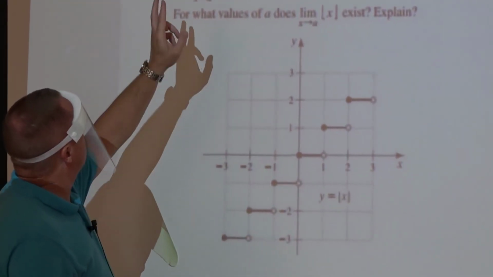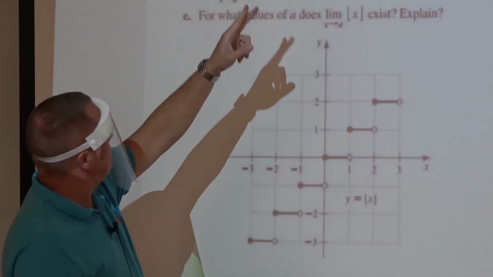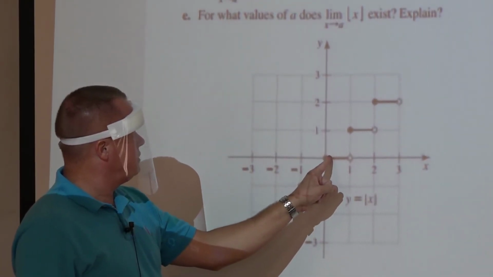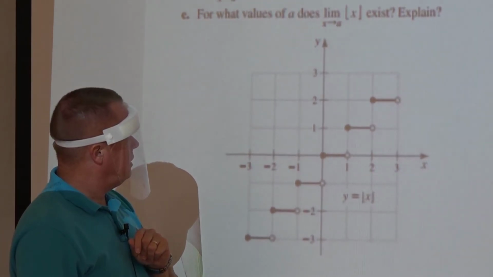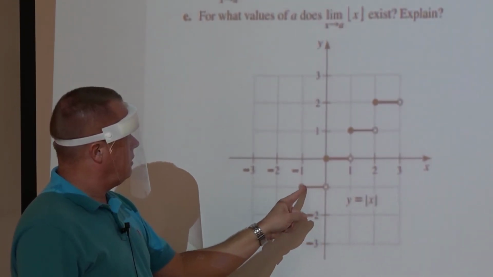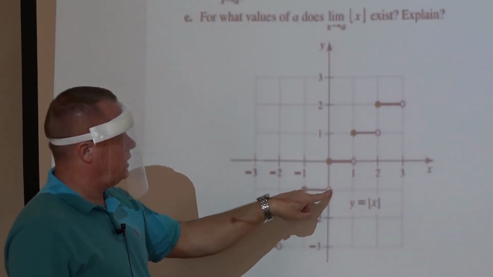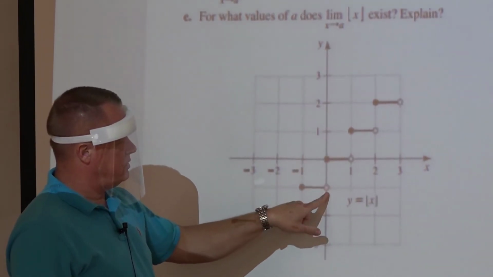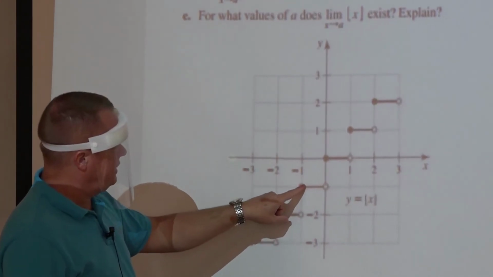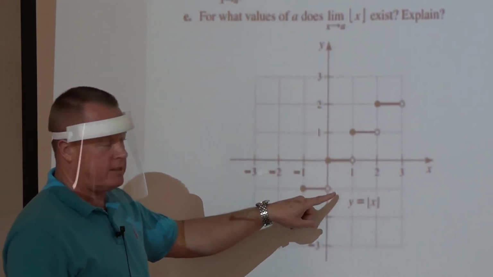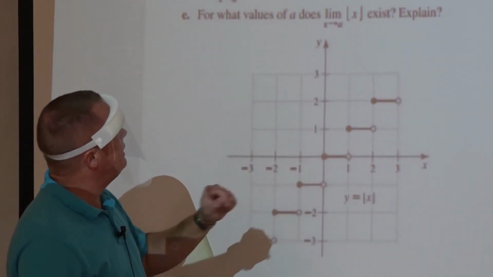And then the limit as x approaches -1 from the right. So as I go this way, what is it approaching? What's the y value here? That's 0. What's that one? -1. So as you go this way, it's approaching -1. So from the left, -2. From the right, it's -1.